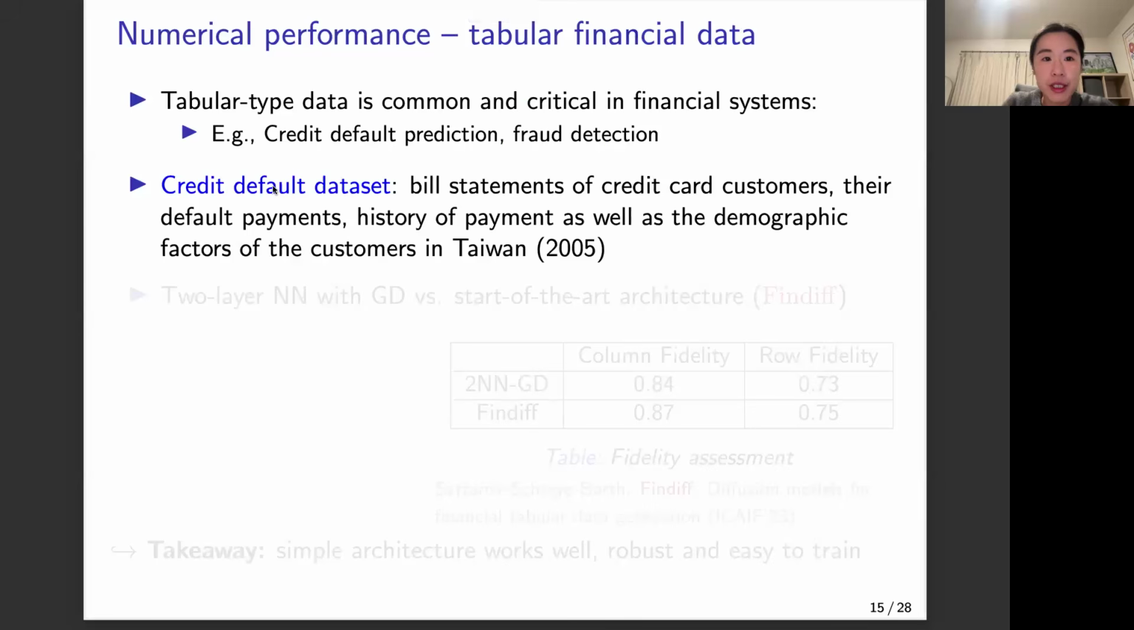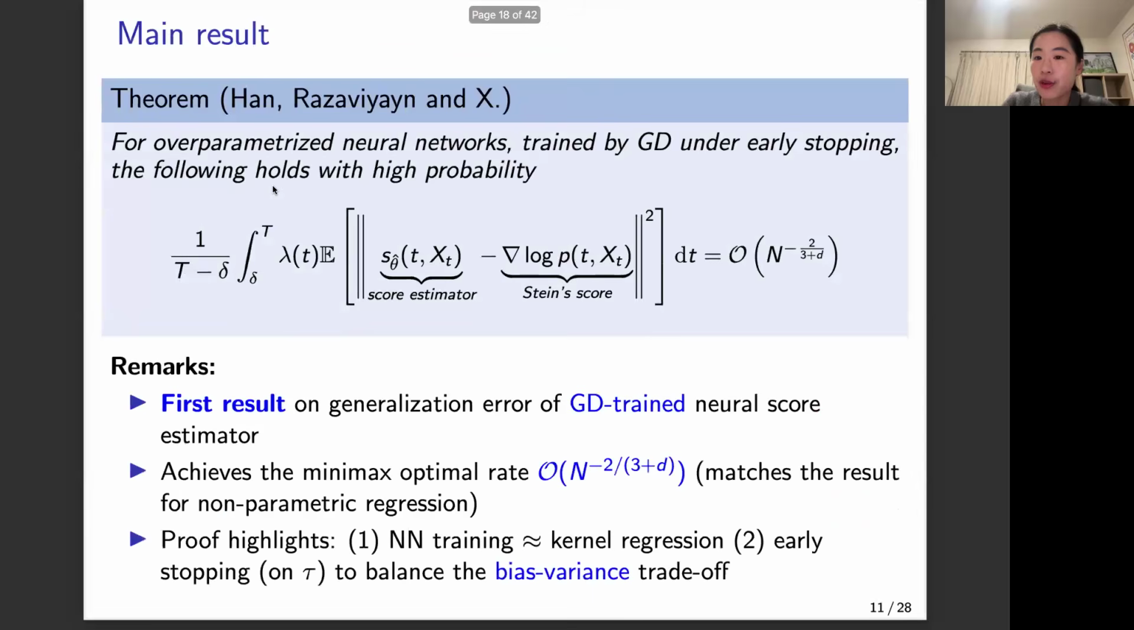So I'll conclude with some numerical examples. As I mentioned, if we don't further specify the data structure, it suffers from a curse of dimensionality if we look at this result. But we do want to provide some numerical insights exactly using what we proposed, although it's very simple: a shallow neural network with gradient descent, no fancy modifications.